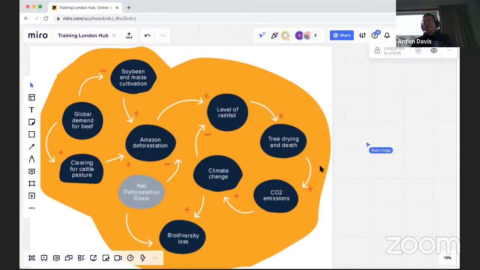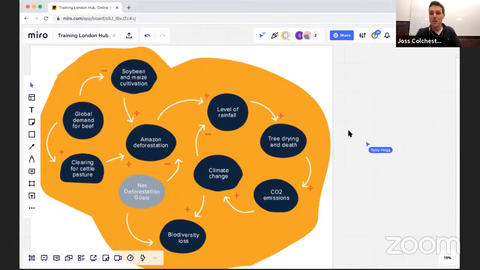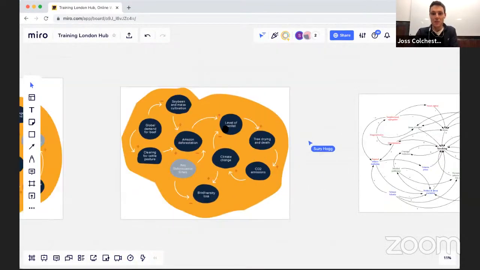Level of rainfall increasing. Well, according to the map, if the rainfall increases, there is an increase in the death rate of trees, which in turn leads to an increase in CO2 emissions, which I suspect is part of the nullification of the sequestration of CO2, which in turn leads to an increase in climate change. The increase in climate change leads to a decrease in rainfall, so there's a loop back into that previous process. Yeah, so we'll get to loops in a minute, but thank you very much for that.